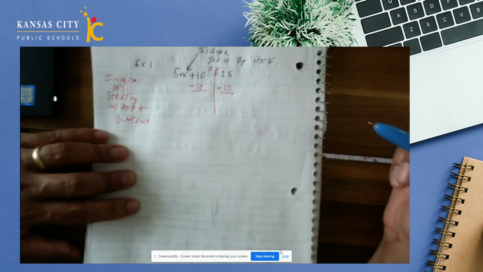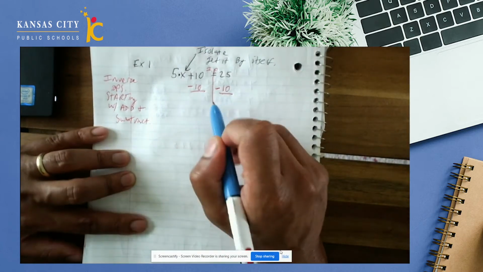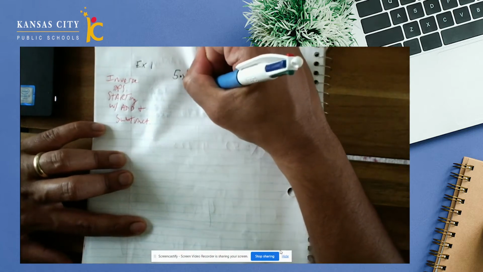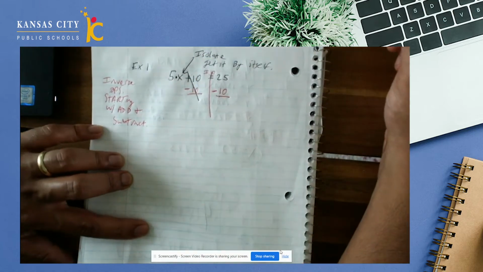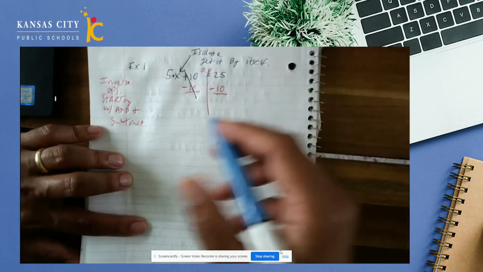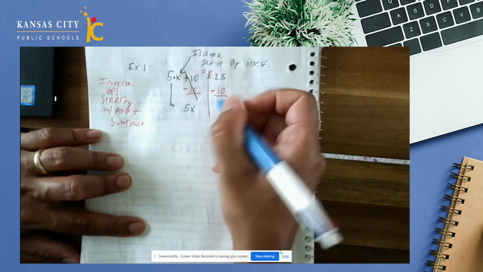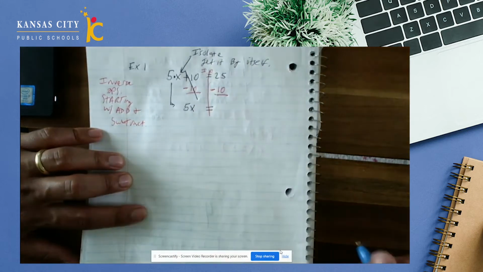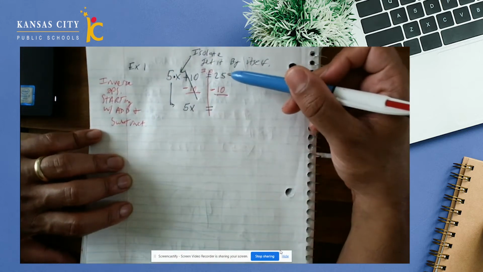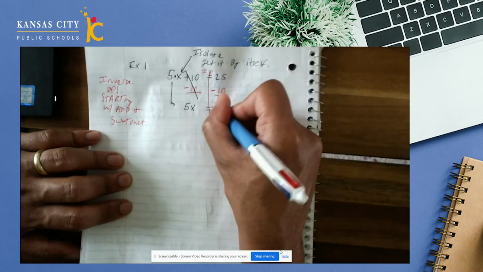This is why we're performing inverse operations. Because by subtracting 10 on both sides, we can cancel 10 minus 10 out. That is an additive inverse property. The 5x drops down because we didn't touch it yet. The equal sign never moves. And now we can simplify on the right-hand side. 25 minus 10 is, of course, 15.